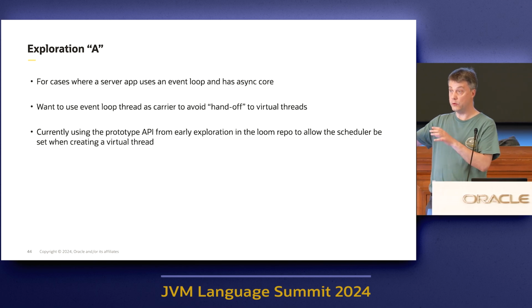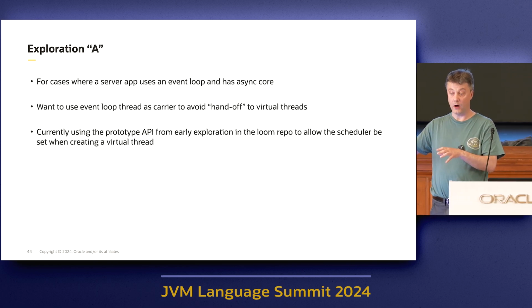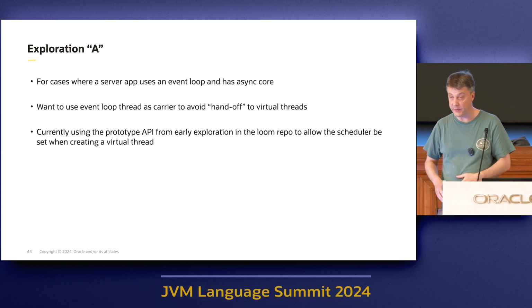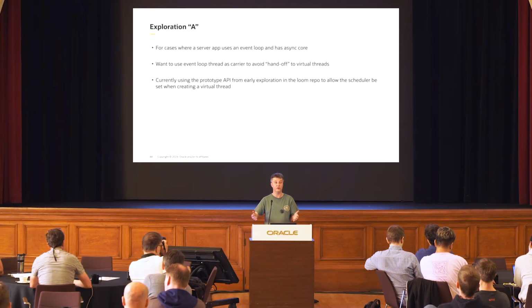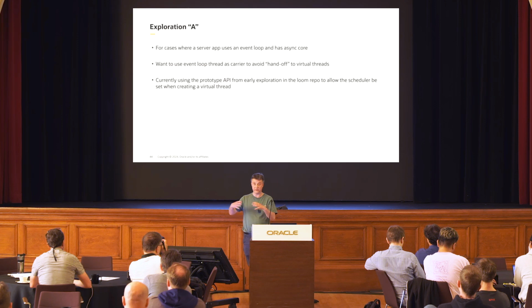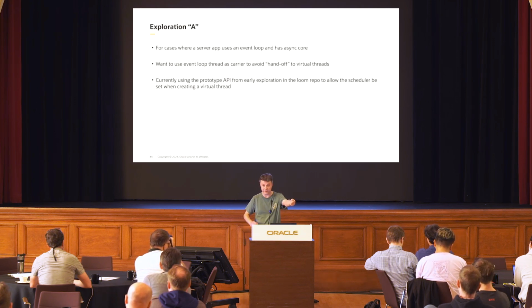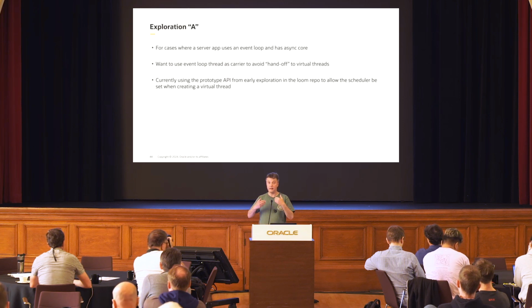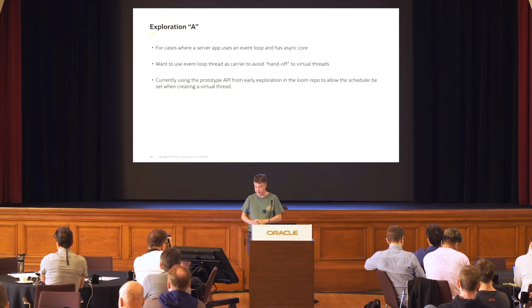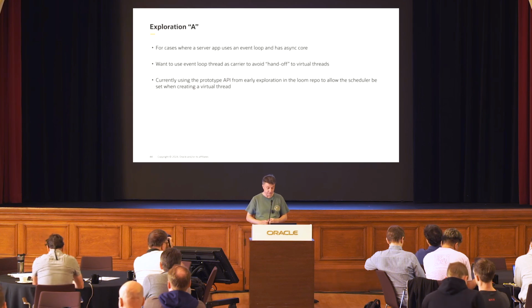Okay, so there's one group of folks that have existing server applications that at their core are all event loops, because that's very, very highly efficient. So they've got an async core, and then they're trying to integrate it with virtual threads. So there's some kind of handoff going on there, from one event loop thread to a virtual thread that's sitting mounted on some other carrier. That's something that they potentially want to optimize.